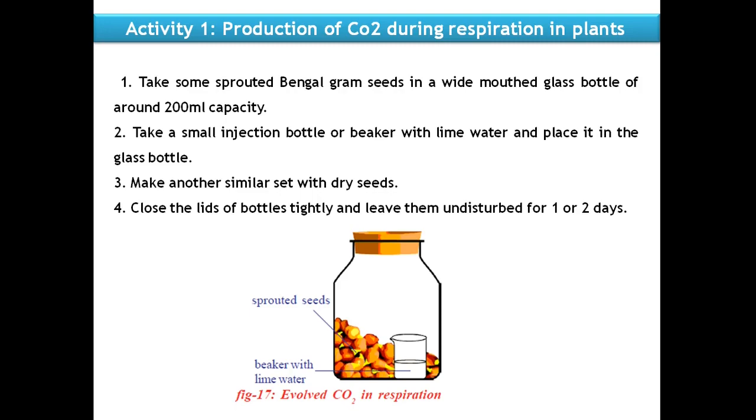Pour some lime water, that is calcium hydroxide, in it and place the beaker or this injection bottle in the glass bottle. Prepare another similar set of apparatus by using dry seeds. In one bottle we have taken sprouted seeds and in another bottle we are taking dry seeds.